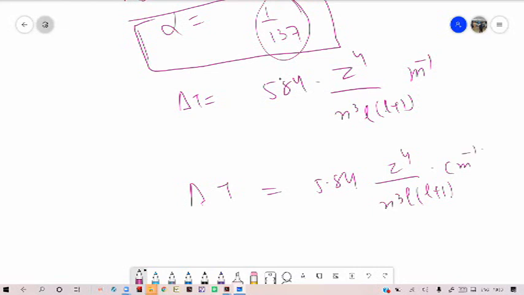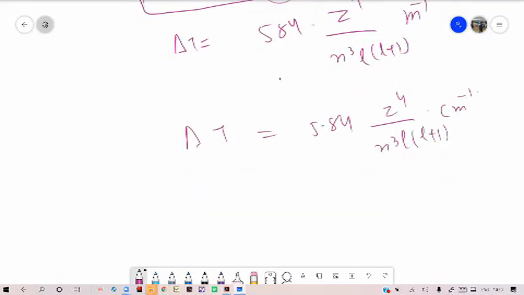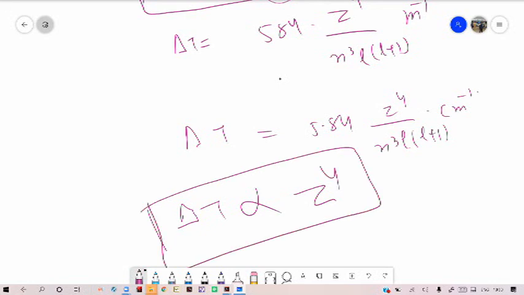Centimeter, and divided by 100. So this is the spin orbit interaction for the hydrogen-like atoms. And if you see that this delta T is directly proportional to Z^4, so it is large for heavier nucleus. And it is inversely proportional to n cube L. So it inversely depends on L and n, but it increases as we increase the Z. Okay, then this is it for today, I think.